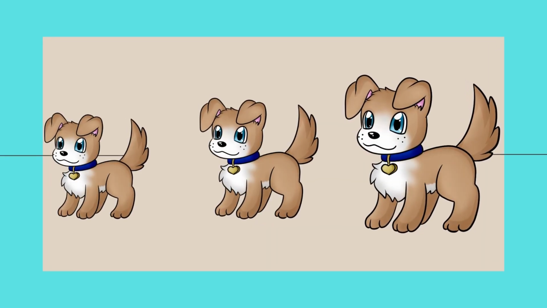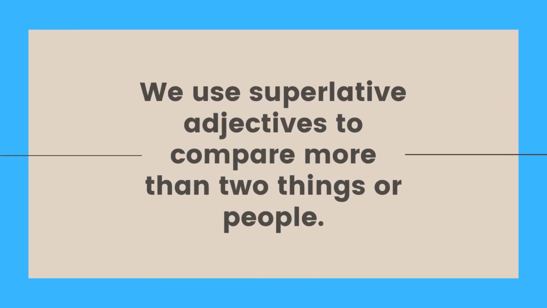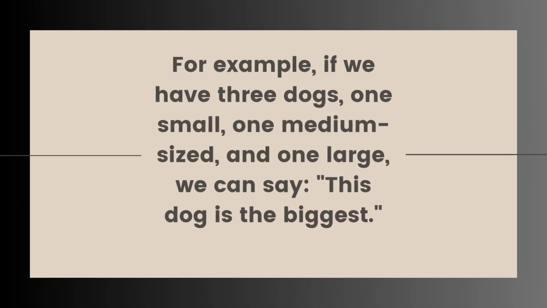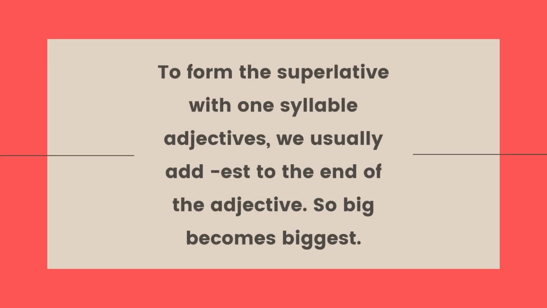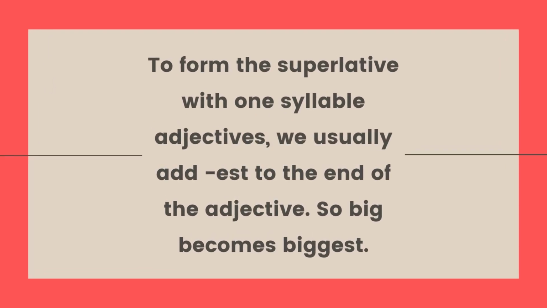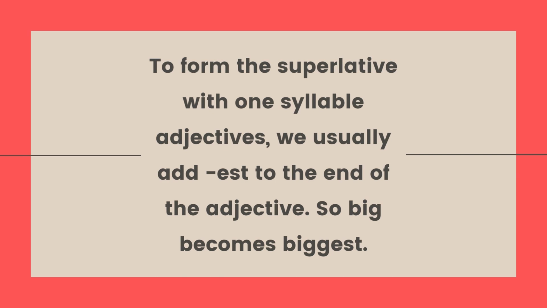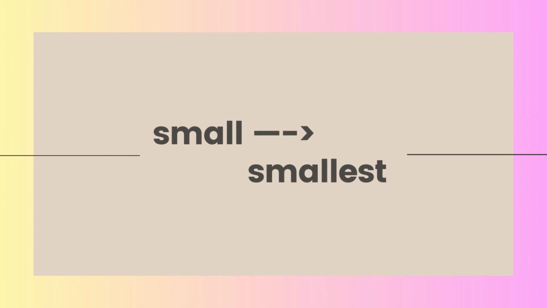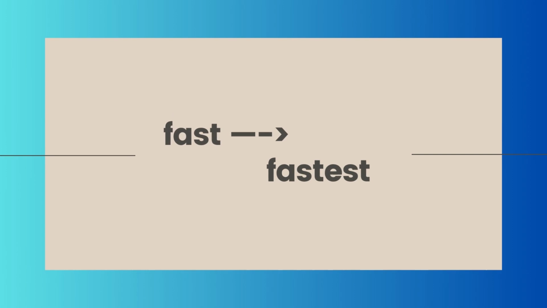Now let's study superlative adjectives. We use superlative adjectives to compare more than two things or people. For example, if we have 3 dogs, one small, one medium-sized, and one large, we can say this dog is the biggest. To form the superlative with one-syllable adjectives, we usually add est to the end of the adjective. So big becomes biggest. Small, smallest. Tall, tallest. Fast, fastest.